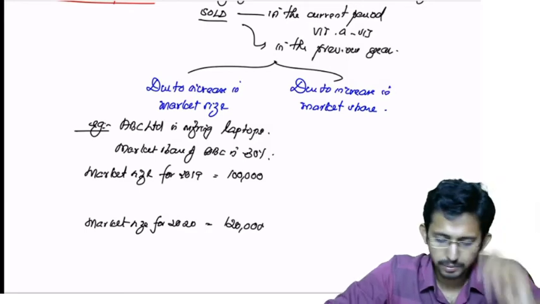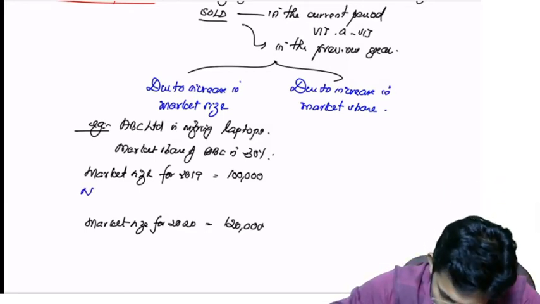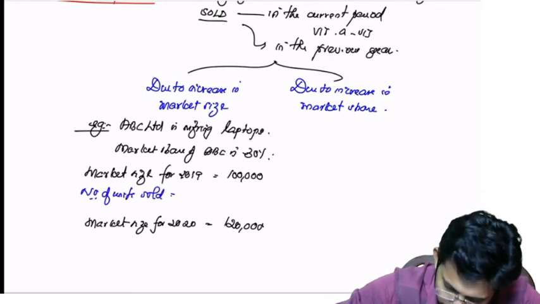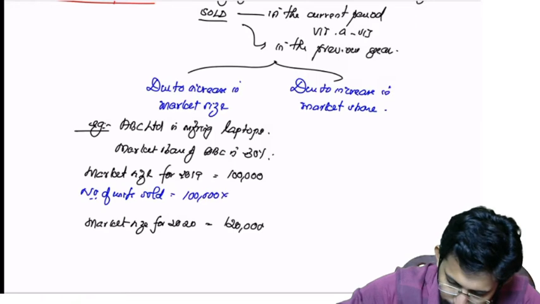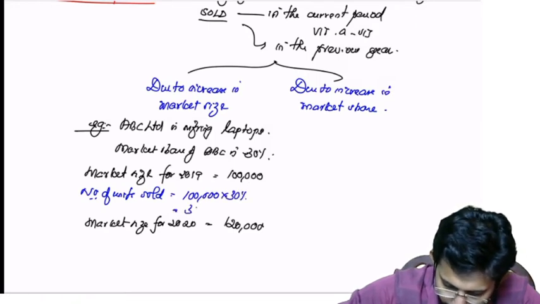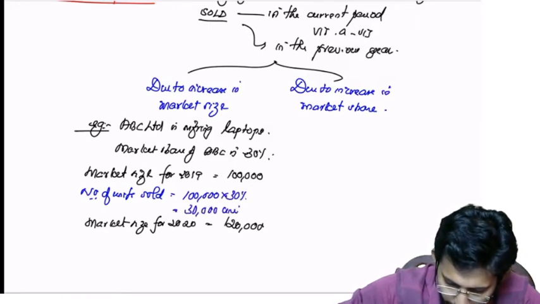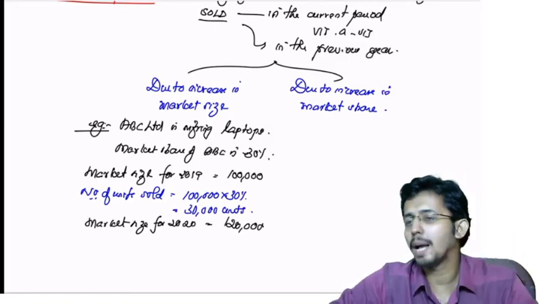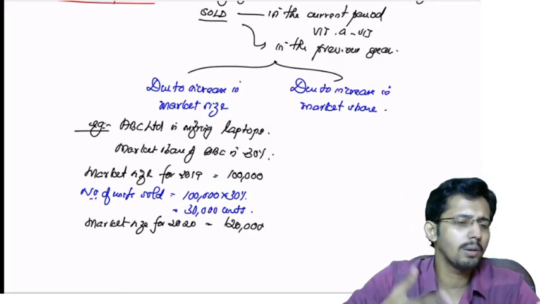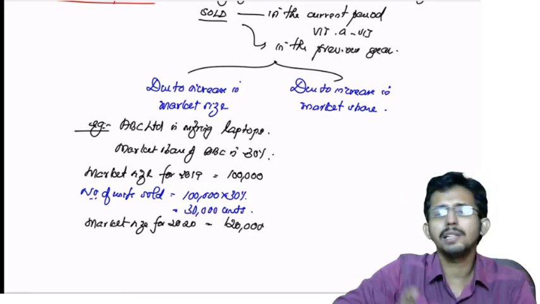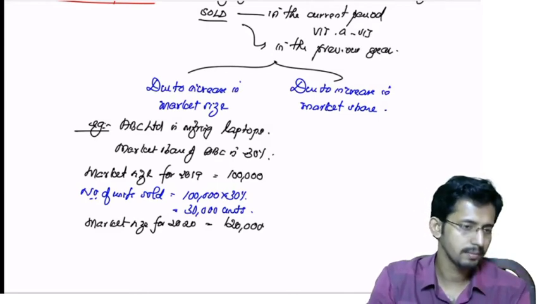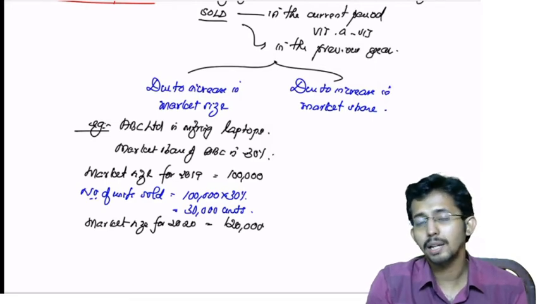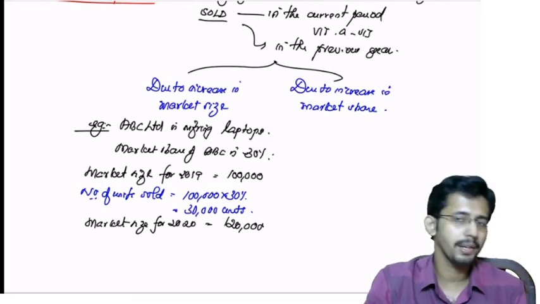So naturally, what would be the number of units sold? Will be 1 lakh into 30%, that is 30,000 units. Okay, last year you sold 30,000 units. Now this year what happened? Due to corona and lockdown and etc., the demand for these laptops increased drastically because everybody is going online. Okay, so the demand for the laptops increased from 1 lakh to 1,20,000, showing 20% increase.